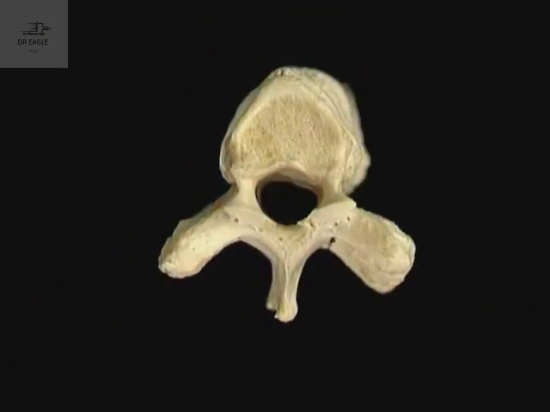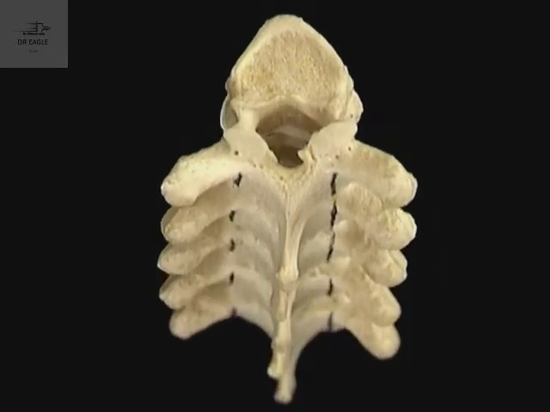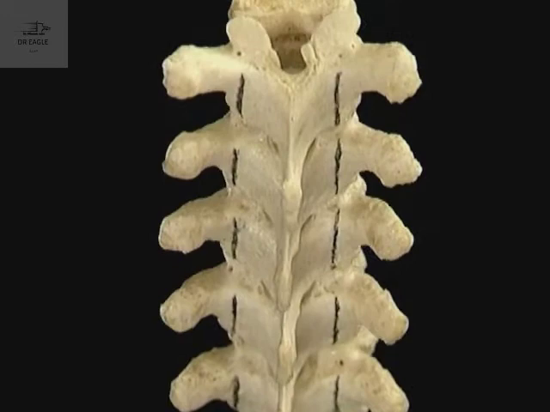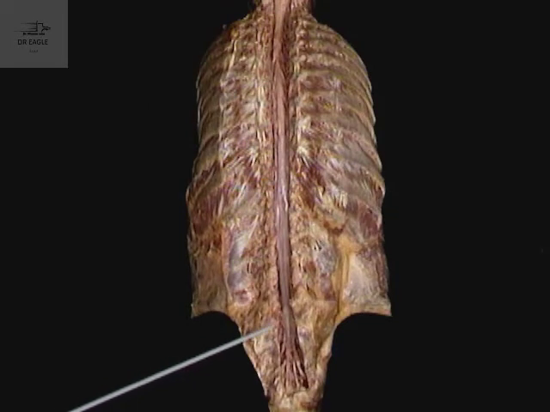To see the contents of the vertebral canal from end to end, we'll take a look from behind at a dissection in which all the laminae have been divided along these lines and removed. Here's the sacrum.